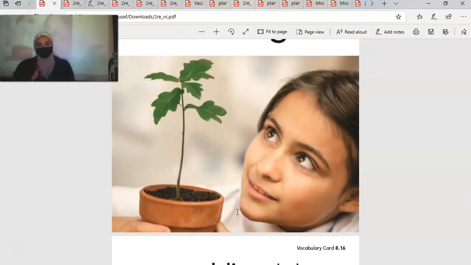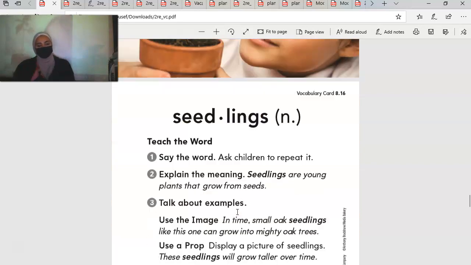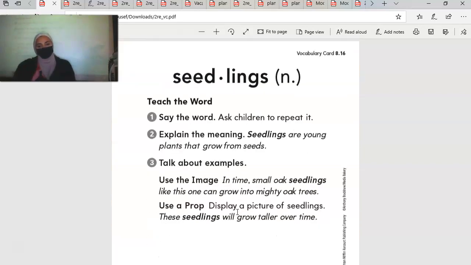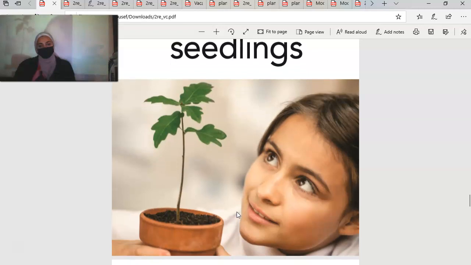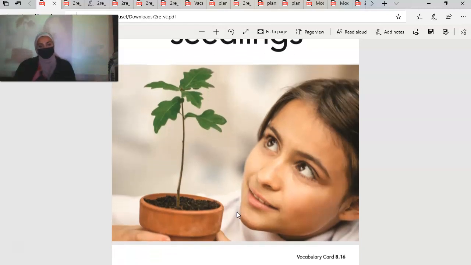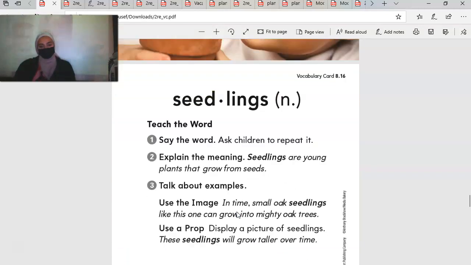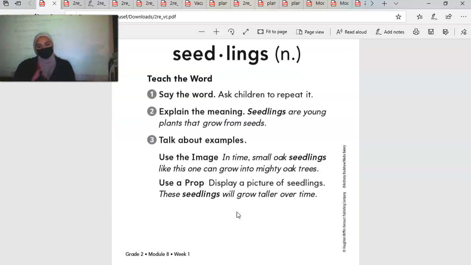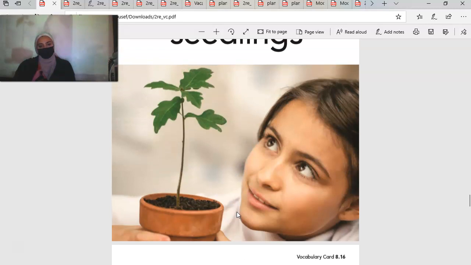Seedling. What is a seedling? Destin? It's a young plant. Seedlings are young plants that grow from seeds. So this young plant is growing from a seed, so it's a seedling. So in time, small oak seedlings like this one can grow into a mighty oak tree.